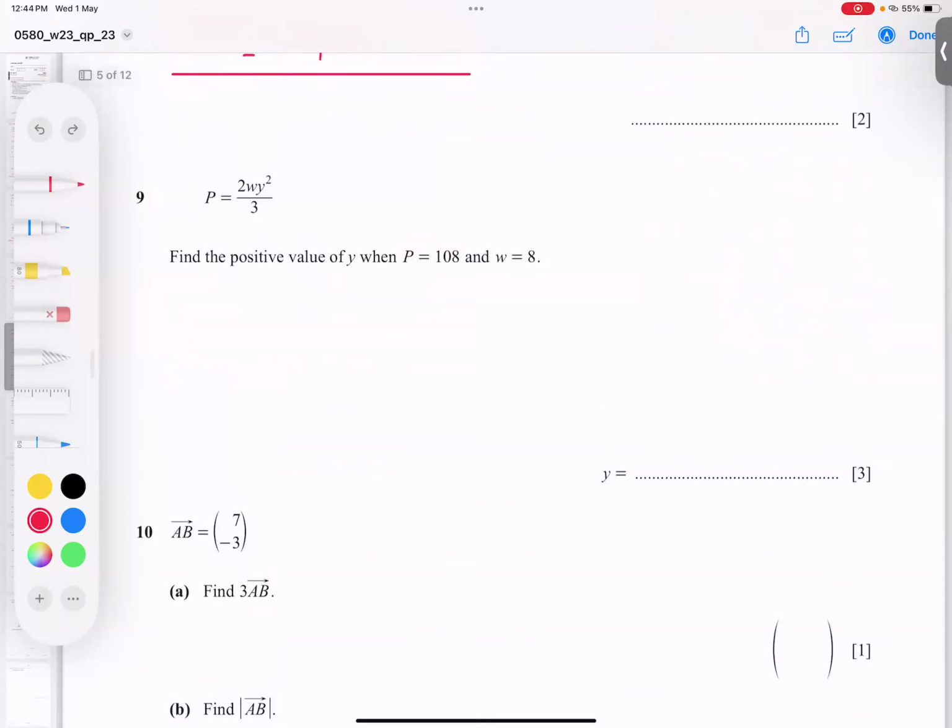He said, find the positive value of y. It means positive values. It means there are 2 chances, positive and negative, but I will take positive only. P value. So let's plug in the P value here. 102.108. 2 and the W value goes there, 8.